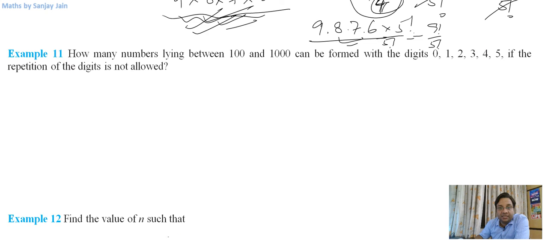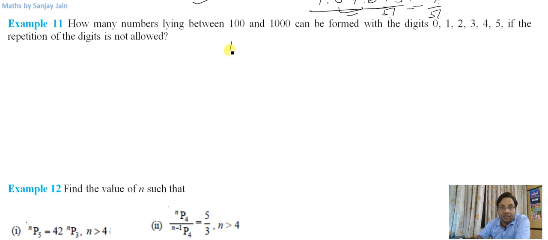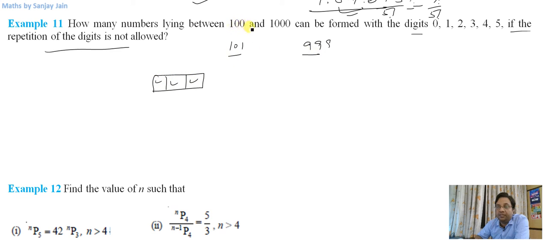How many numbers lying between 100 and 1000, so I can start with 101 and go up to 999, can be formed using these digits if the repetition of digits is not allowed? So basically I need 3-digit numbers, right? These are 3-digit numbers lying between 100 and 1000, and I have to use these digits, and repetition of the digits is not allowed. So how many digits do I have? 1, 2, 3, 4, 5, 6.